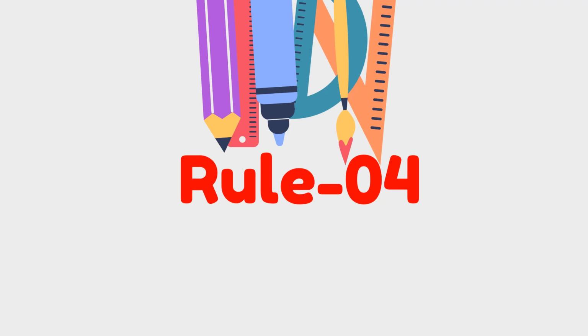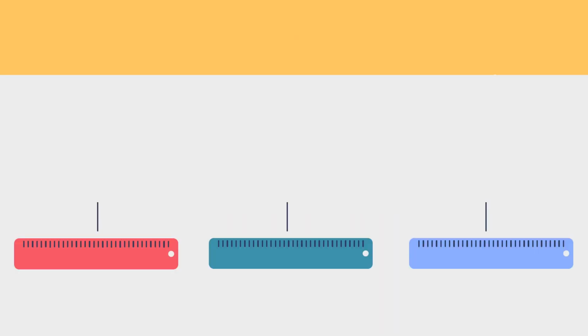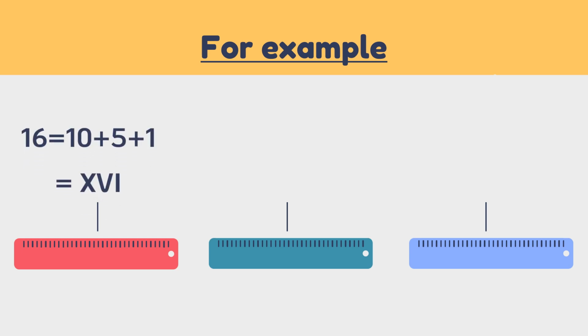Here we are learning rule 4. That is, for expressing numbers greater than 10, the number must be expanded in the terms of tens and ones. Let us discuss few examples where rule 4 is applied. In order to write the Roman numerals, we need to expand the number in the terms of tens and ones. So the number 16 can be expanded as 10 plus 5 plus 1.